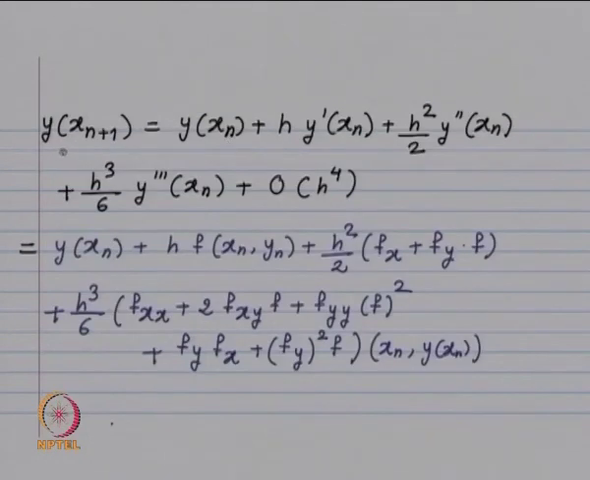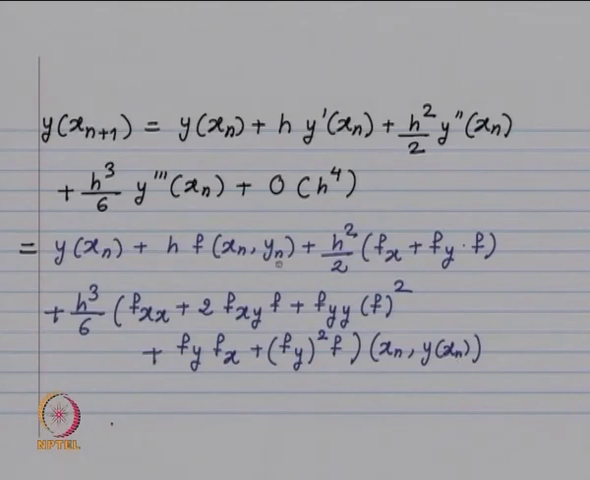Now, this is the Taylor series expansion for the unknown function y. Y dash is f, y double dash is nothing but the derivative of this f. So, that is going to be equal to f x plus f y into f, plus h cube by 6. Now, the derivative of this, and we have seen the derivative of this to be equal to f x x plus 2 times f x y f, assuming that the mixed partial derivatives are equal, that means f x y is equal to f y x, plus f y y into f square plus f y into f x plus f y square into f, and then y at x n.